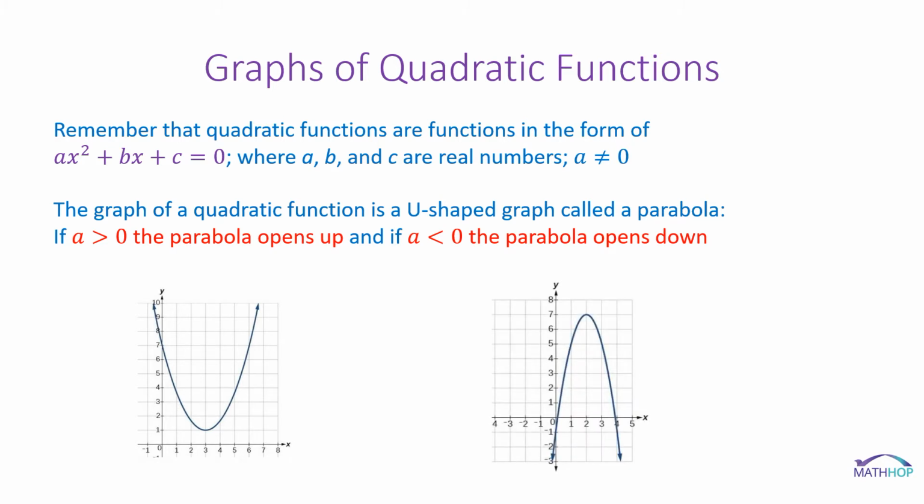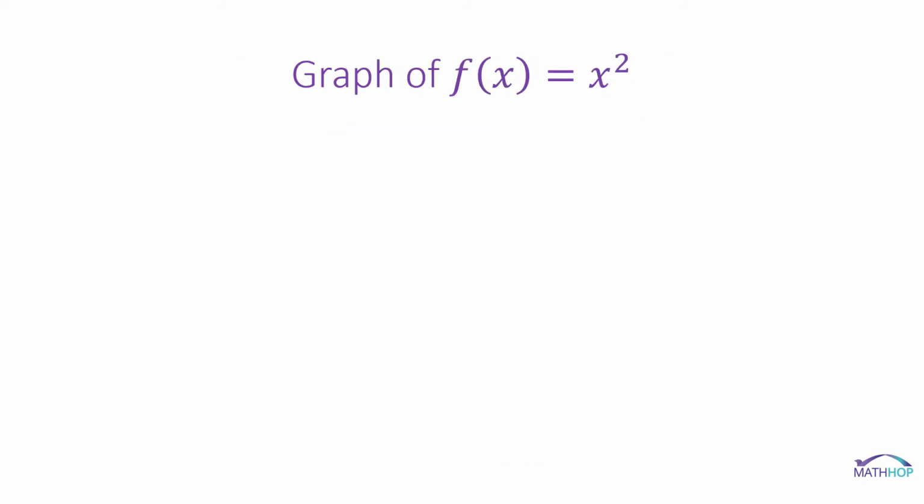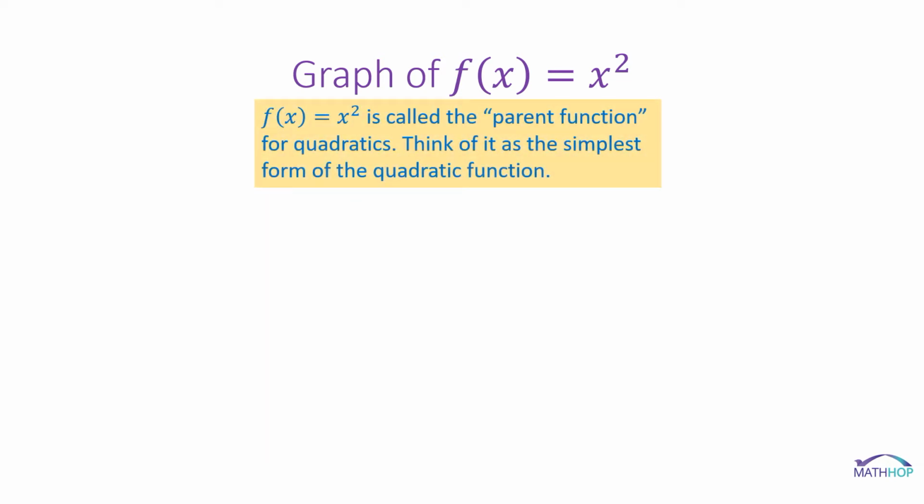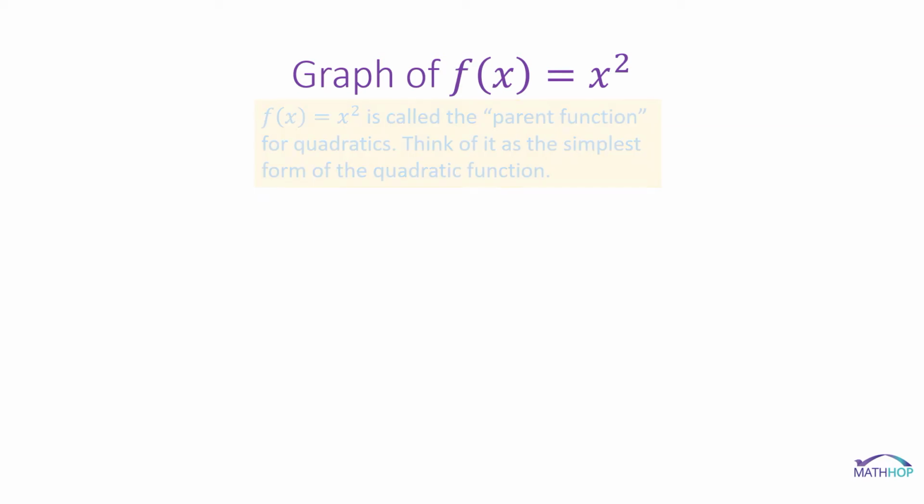So let's get into the most basic form of this. If we look at the graph of f of x equals x squared, this is called the parent function for quadratics. There are many parent functions. We have a video on parent functions if you want to go over them. But think of the parent function as the simplest form of that function. So f of x equals x squared is the simplest form of the quadratic function.